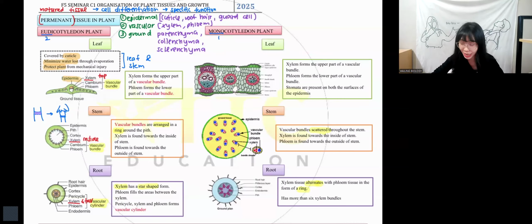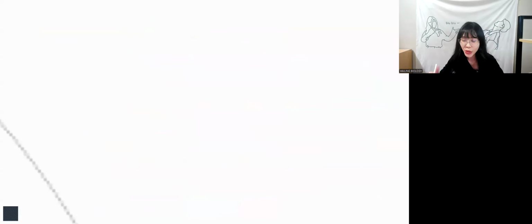Okay, now done with this, I'm going to ask you a question. For eudicot, we have leaf, stem, and root. What does the structure of the leaf look like in eudicot? It looks like a watch, correct? Can you tell me where is the location of xylem in the leaf? Top, correct. In the stem, where is the xylem? Inside, correct. In the root? Star shape, correct. Very good. Top, inside, star shape.